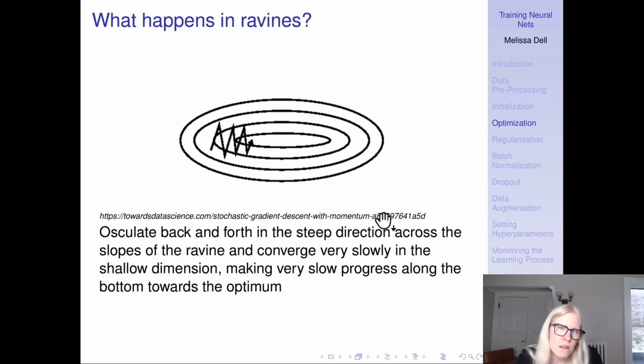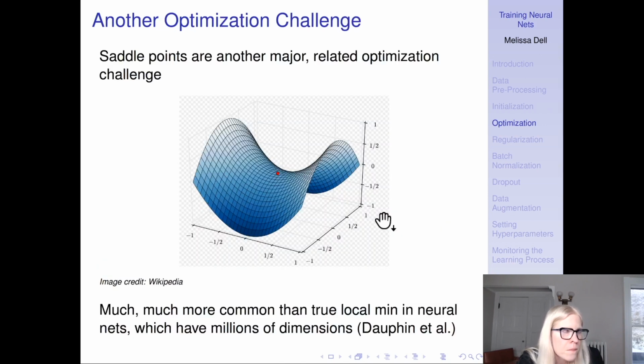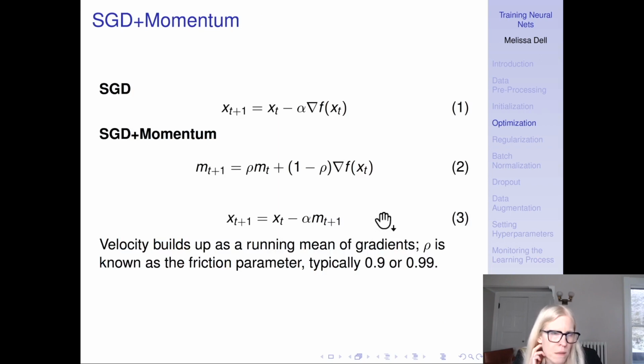Okay, so what happens in valleys? Well, you tend to oscillate back and forth in the steep direction across the slopes of the valley and converge very slowly in the shallow dimension, making very slow progress along the bottom towards the optimum. Another optimization challenge is saddle points. In a 100-dimensional function, it's actually much, much more common to be in a saddle point than to be in a local minimum. Which I guess is kind of intuitive when you think about it.